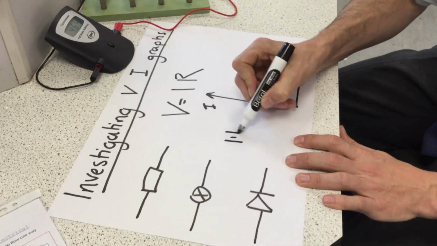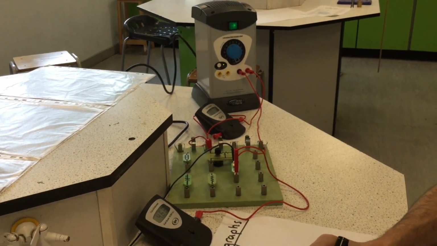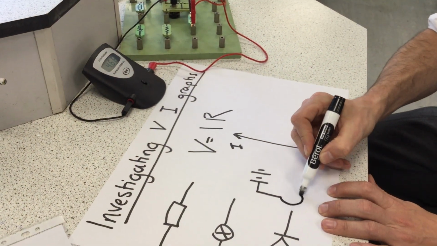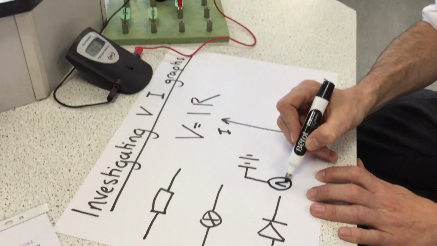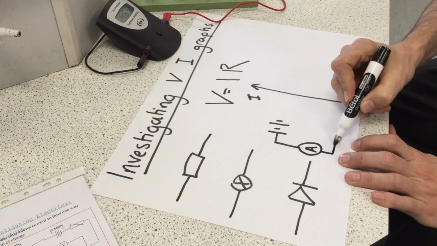We need a power supply. On this occasion I've got the power supply unit, but it could be batteries. So I'm connecting them into my circuit, and then I'm going to put my device that's used to measure current, which is my ammeter, which I've got marked over here. That always has to go in the flow of the circuit.